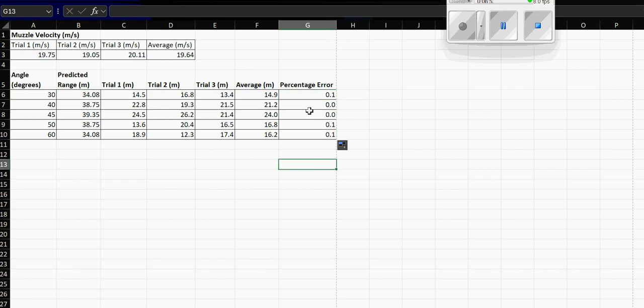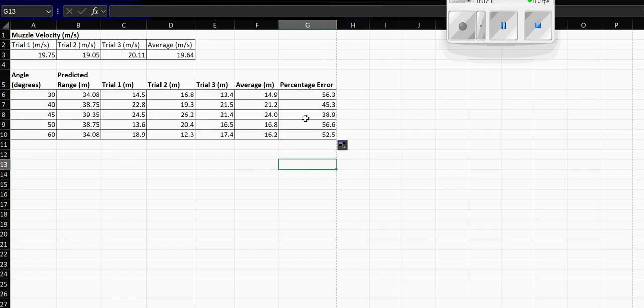Now that doesn't look right, so it must mean I made a little mistake in my formula. Oh yeah, I got an F. No, that should be right. Oh, it's not divided by 9.8, it's times 100. I was doing the range equation again, but this is percent error. So I got to multiply that by 100. Okay, there we go, 56%. Drag that down. Okay, so here's my percent error.